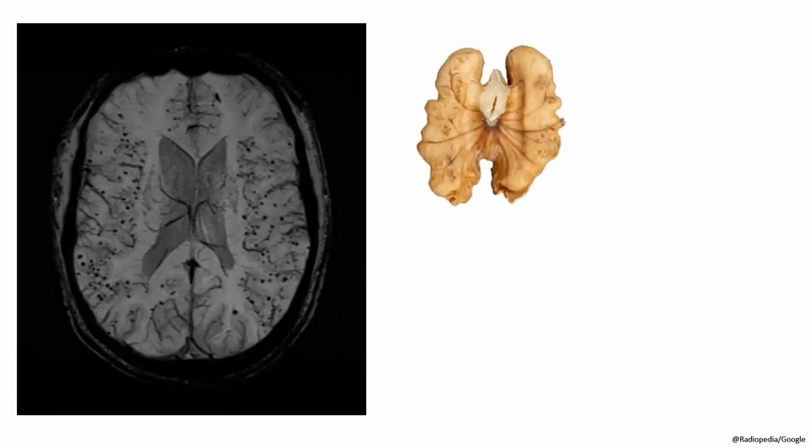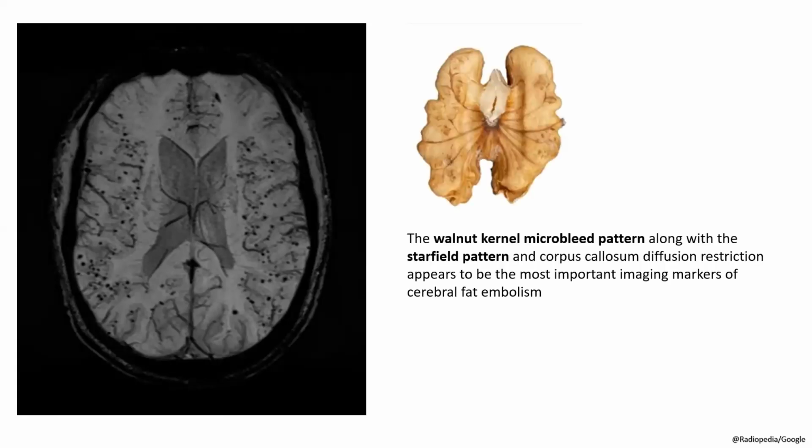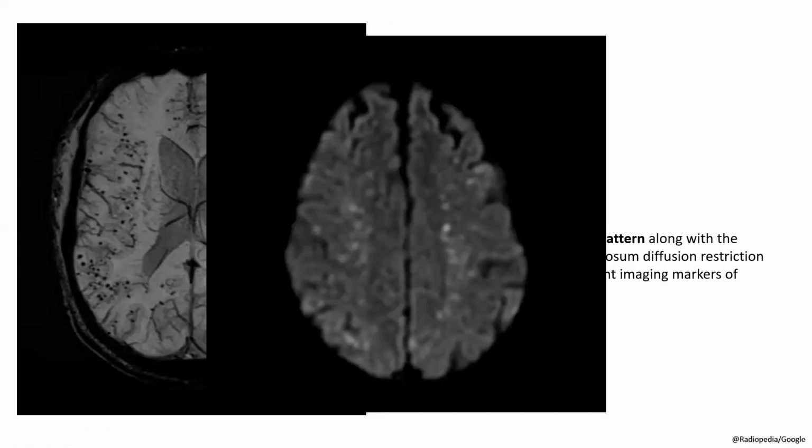What is happening in this MRI GRE sequence? So this is the walnut kernel microbleed pattern, which is typically seen in cerebral fat embolism. And this sign, along with the star field pattern that we have seen in our previous video, is quite specific for cerebral fat microembolism.